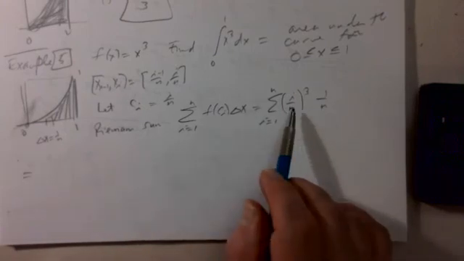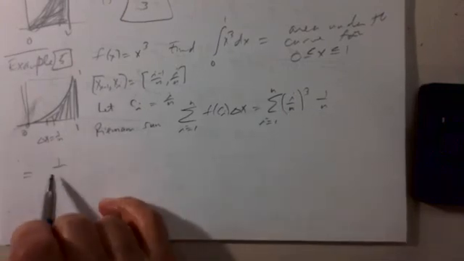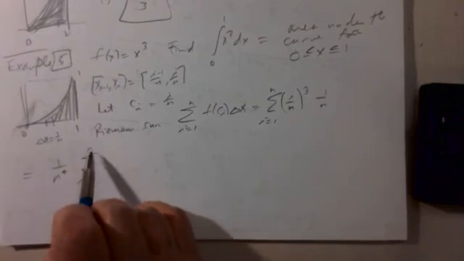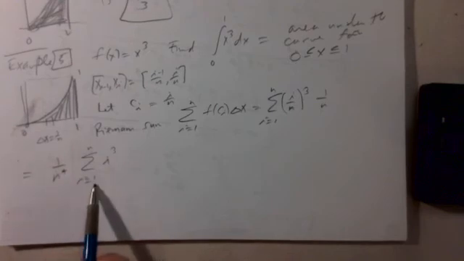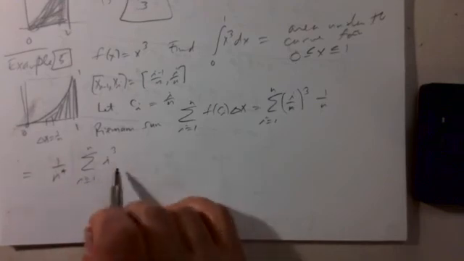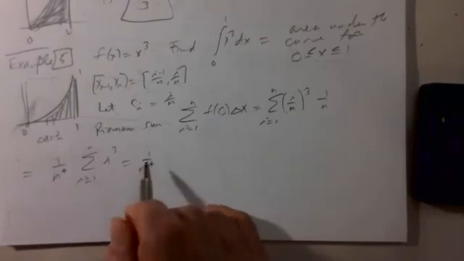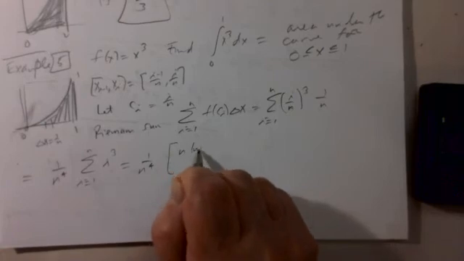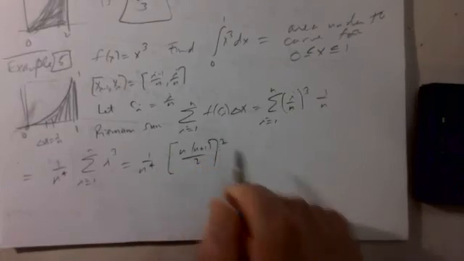I can factor out the n's. I have n cubed times n. This is 1 over n to the 4th, summation i goes from 1 to n, i cubed. But this is just the sum of the first n cubes, and I wrote down what that's equal to. That's equal to n times (n plus 1 over 2) all squared.